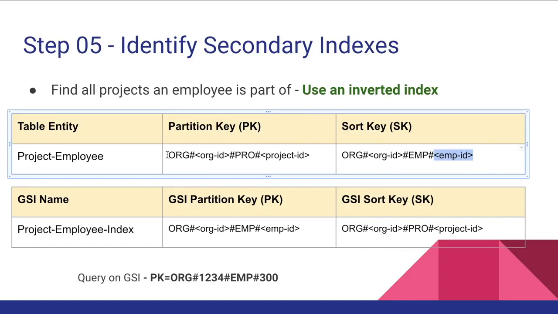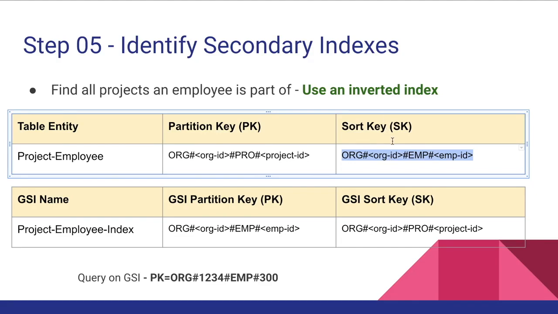So all I have to provide is the PK value, or the partition key value here. So org hash, then whatever the org ID, then hash pro hash, then whatever the project ID. Then it will return all the employees, or the records inside this partition. So I don't necessarily have to enter a value for the sort key. This can be left blank or empty.